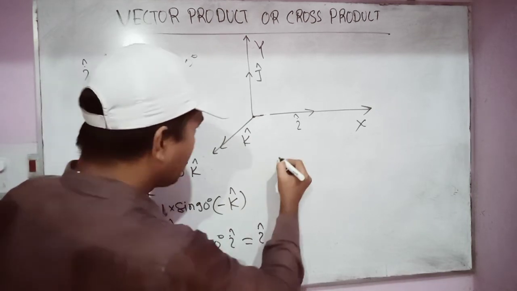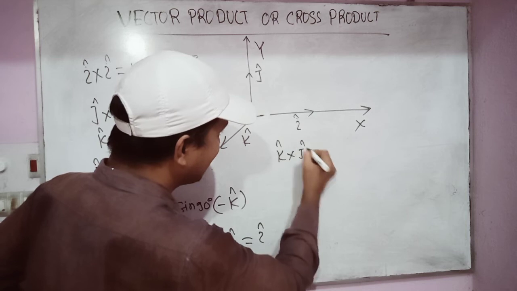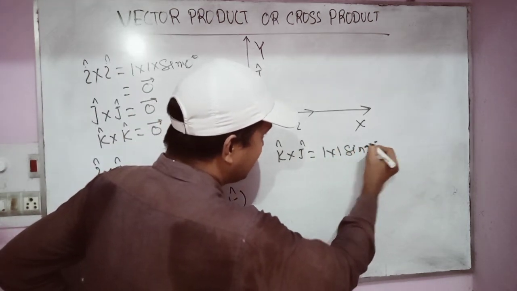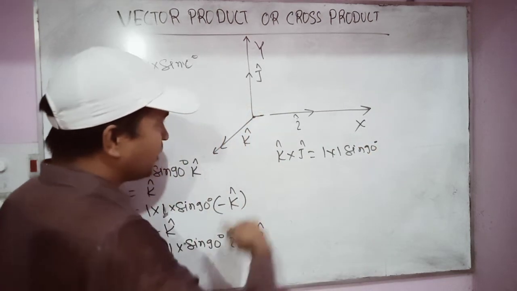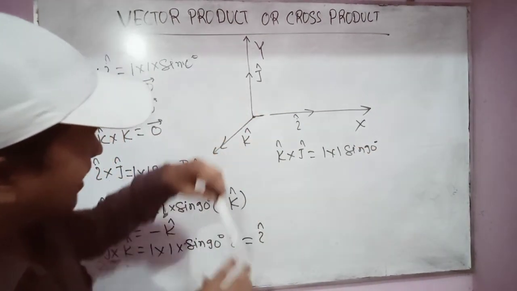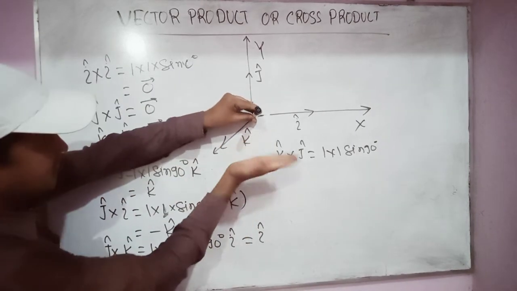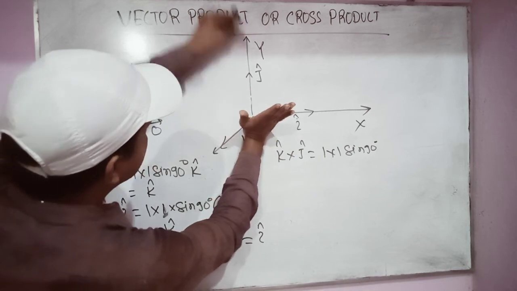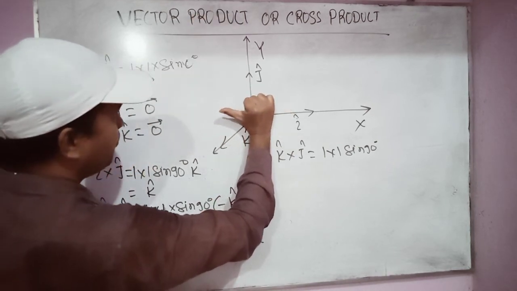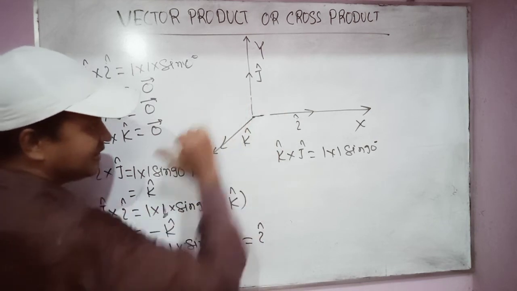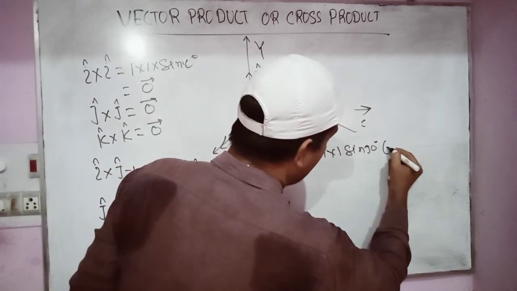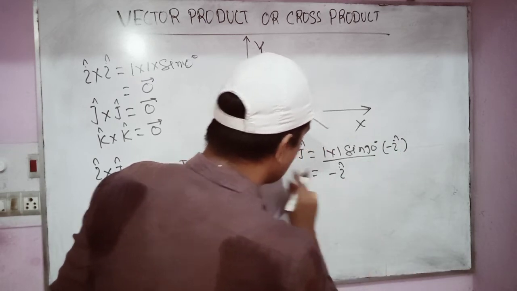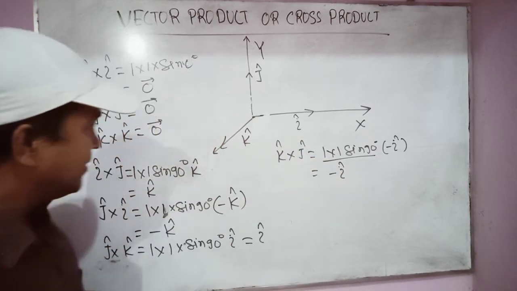Now what is k cap cross j cap? Both have magnitude 1 and the angle between them is 90 degrees. To find the direction, I place my four fingers along k cap. K cap is along this direction, as I have said earlier, and j cap is in this way. So my thumb points along the negative x direction. That is, the direction of this is minus i cap. It has value 1, so k cap cross j cap is equal to minus i cap.